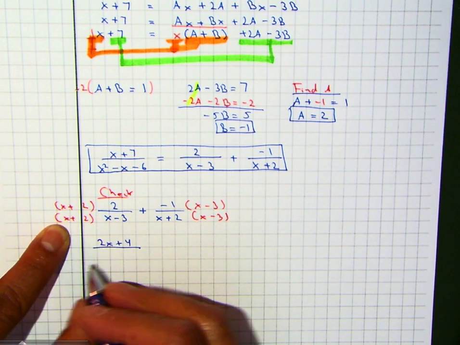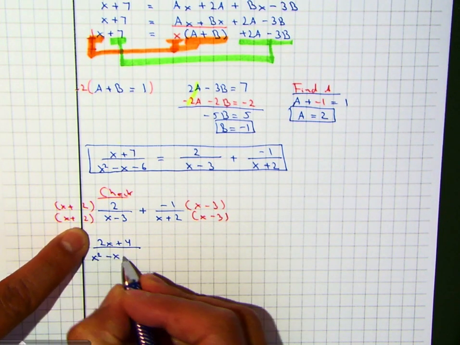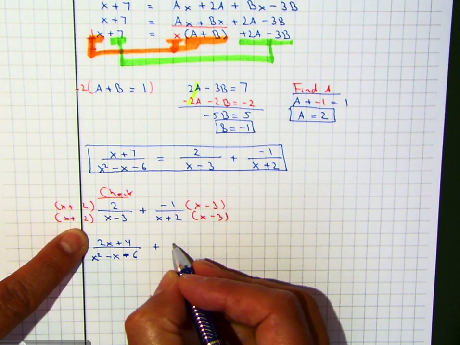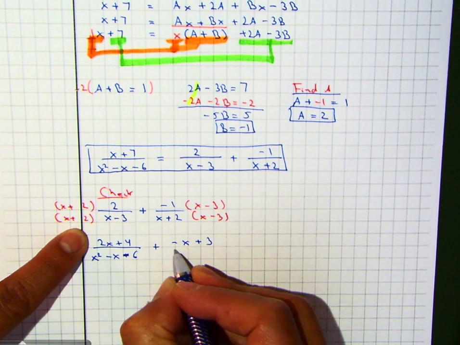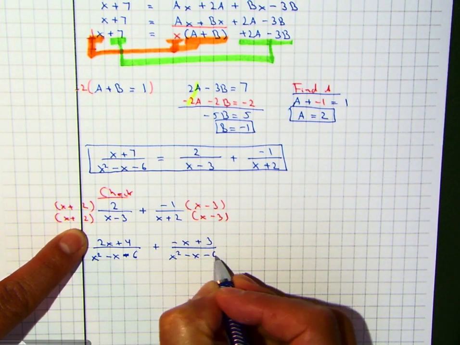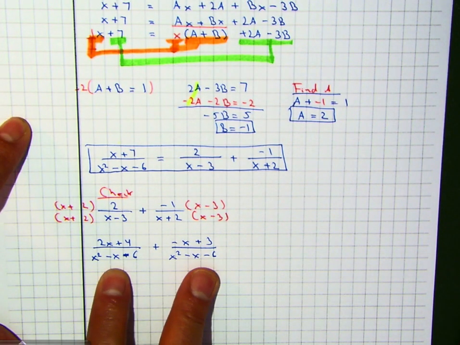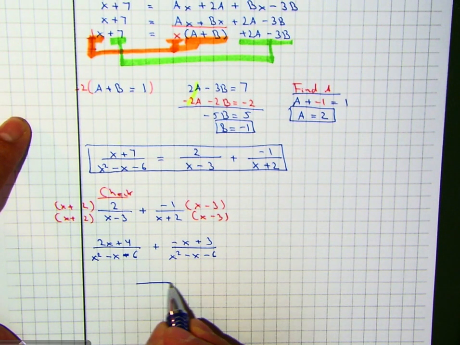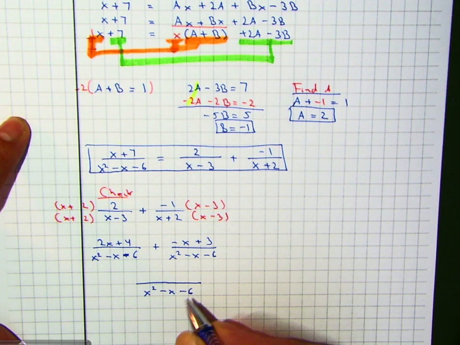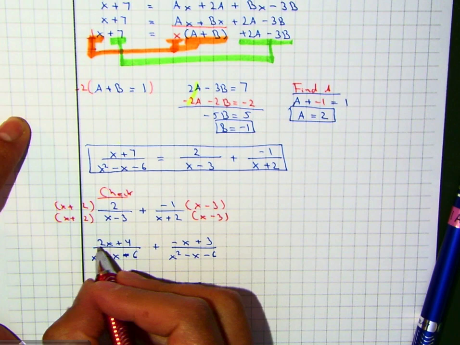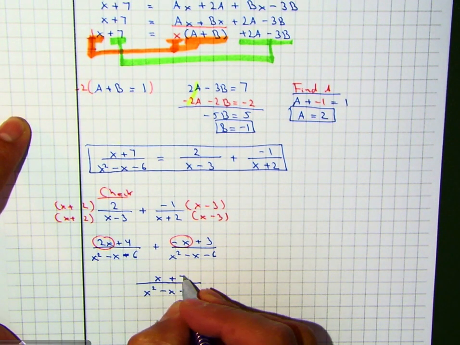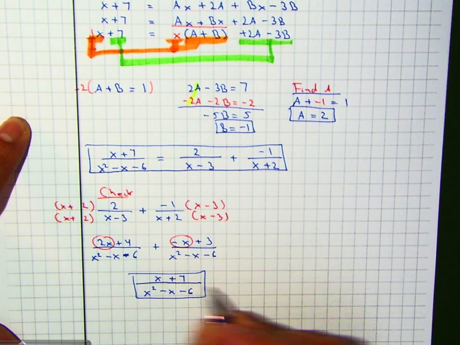So it gives me x squared minus x minus 6. That gives me -x plus 3. Same thing, so I end up with x squared minus x minus 6. They have the same denominator, so now I can combine them into 1. So it gives me x squared minus x minus 6. Combine like terms, so it gives me x plus 7. Check.